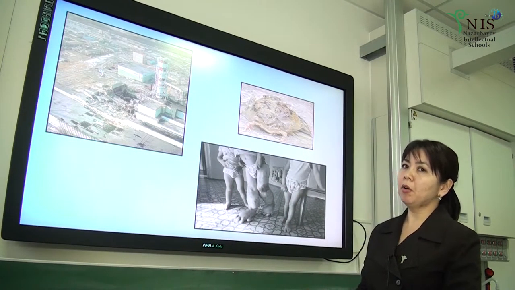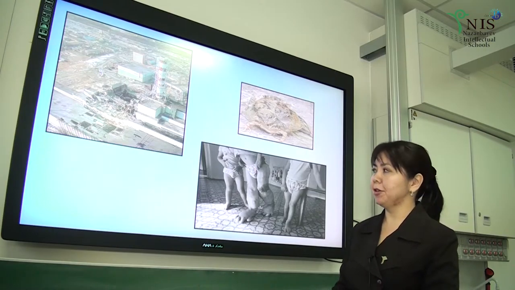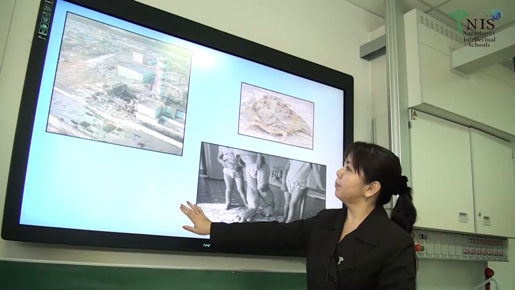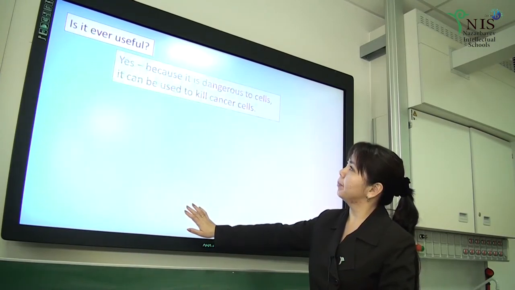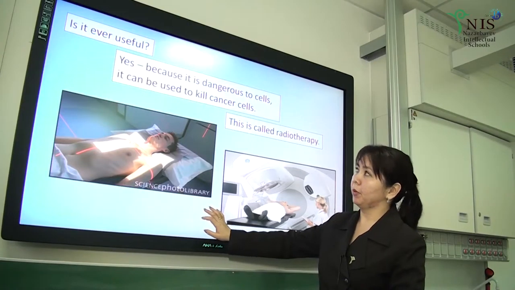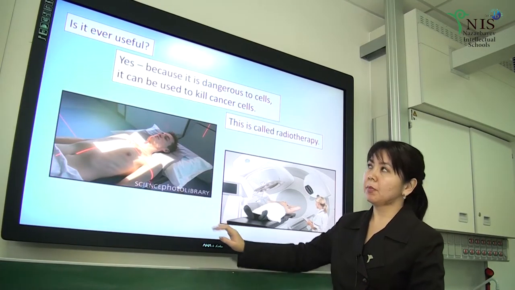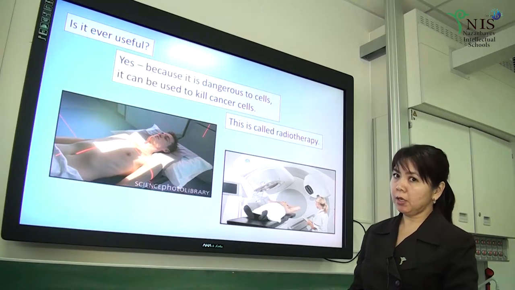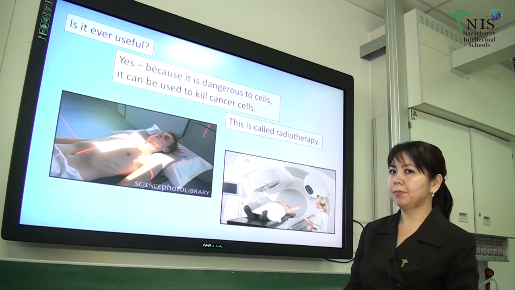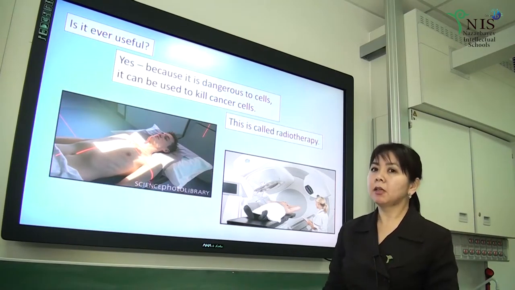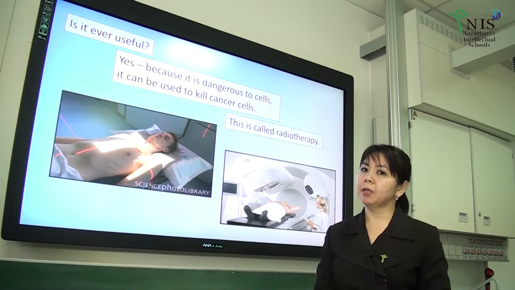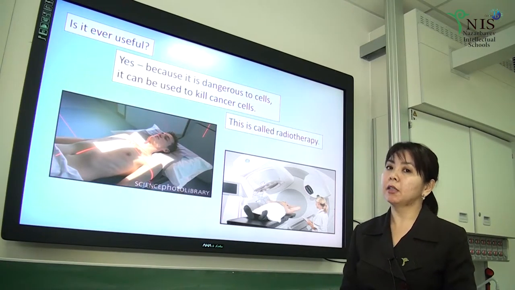This is an example of some consequences of gamma radiation. Gamma radiation can cause mutation. But question, is it ever useful? Yes. Because it is dangerous to cells, it can also be used to kill cancer cells. So, conclusion: gamma radiation also, from one aspect, is useful, and from another aspect, has negative consequences.